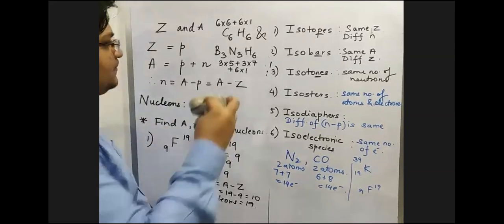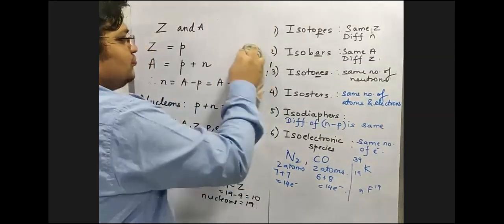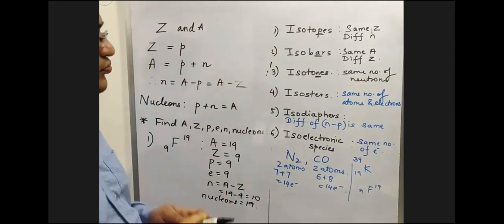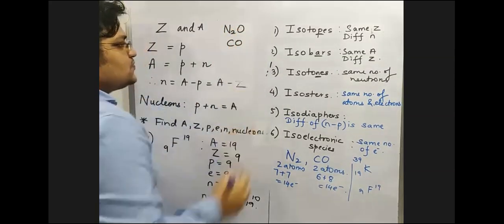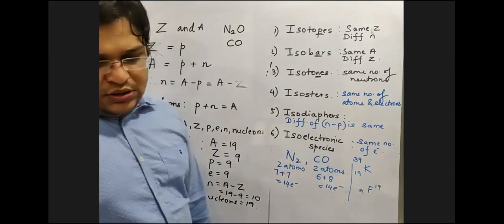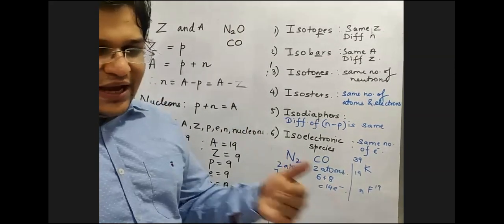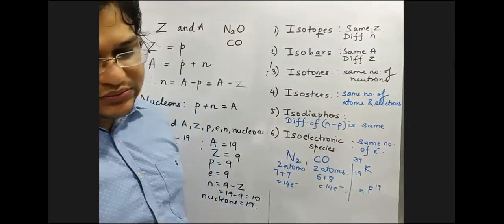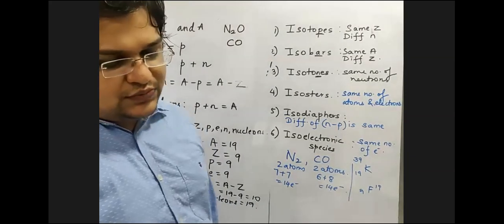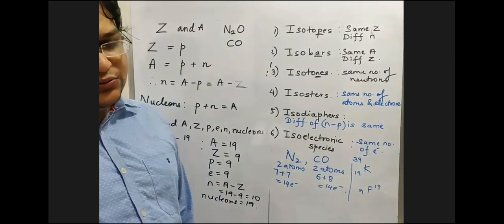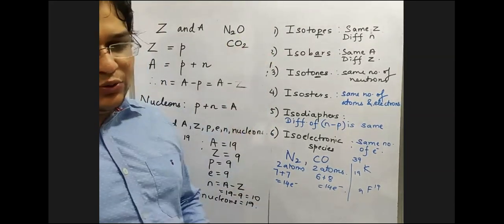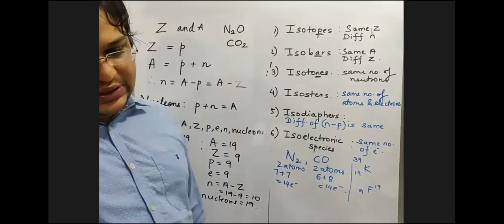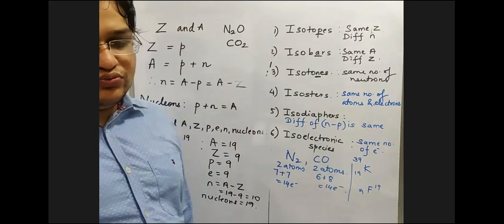Next over there, all isosters can be isoelectronic also, obviously. N2O and CO2.